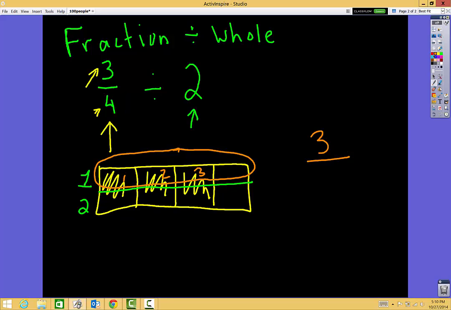And now I need to check, how many pieces now make a whole? Well, I see I have 1 piece, 2, 3, 4 pieces, but then I have my second row, which is 5 pieces, 6, 7, 8. So I have 8 pieces that make a whole. So that is my answer. 3/4, that's how many parts I have out of 8, because there's 8 pieces now. So I am left with 3/8 for my final answer.